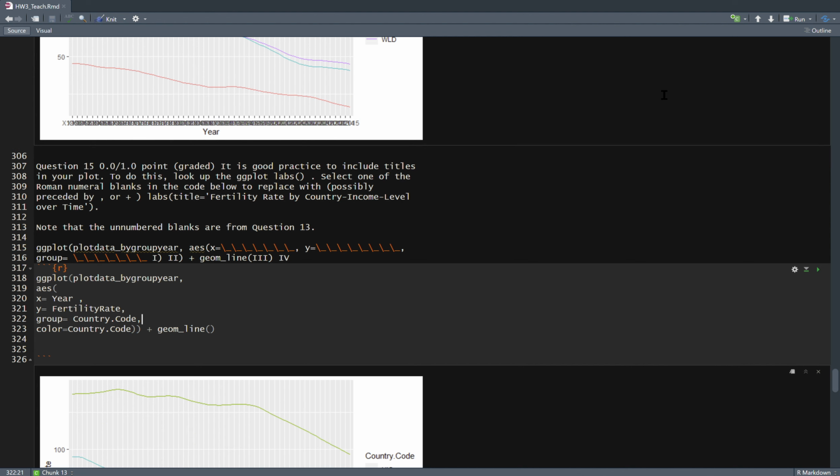Today we'll be learning some R coding, and we'll continue from our last learning session where we stopped at question number 14. Today we'll continue from question number 15.